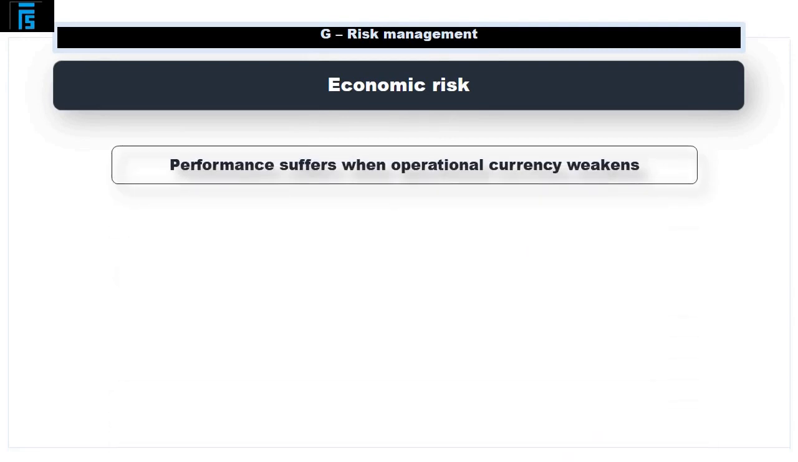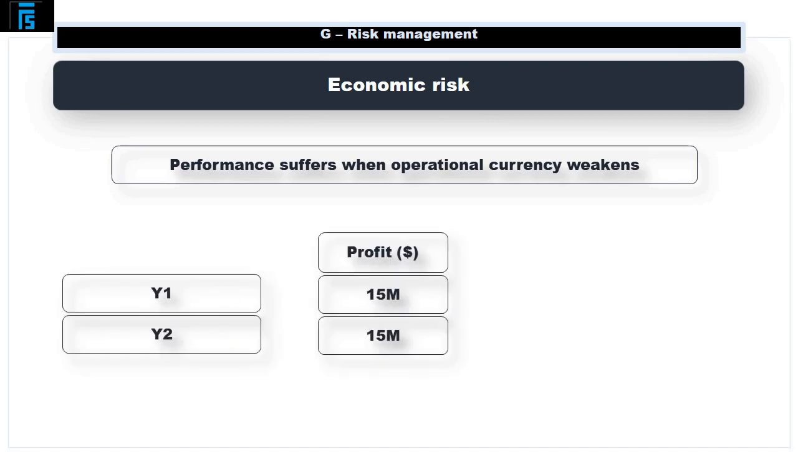Economic risk is the risk that the currency in a country where we operate will weaken, thereby reducing the equivalent performance expressed in domestic currency terms. For example, imagine a business makes a profit of $15 million each year in 2 consecutive years.